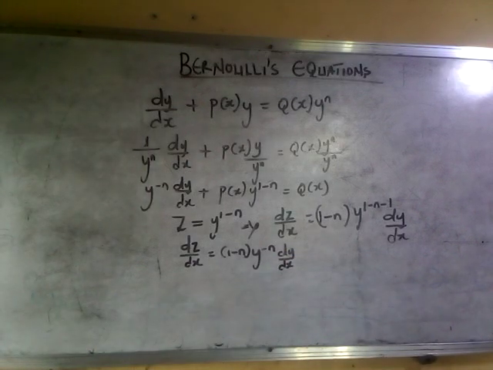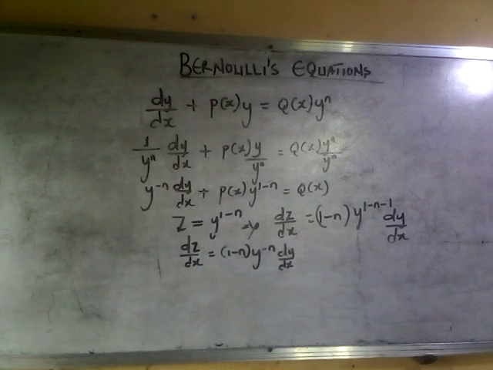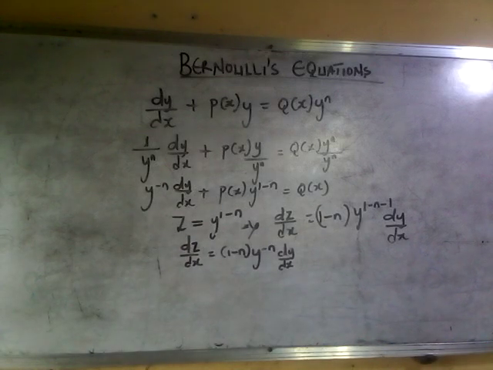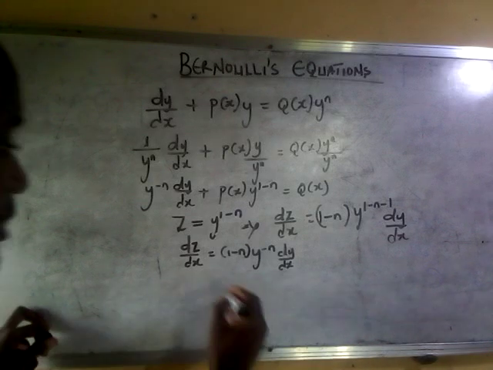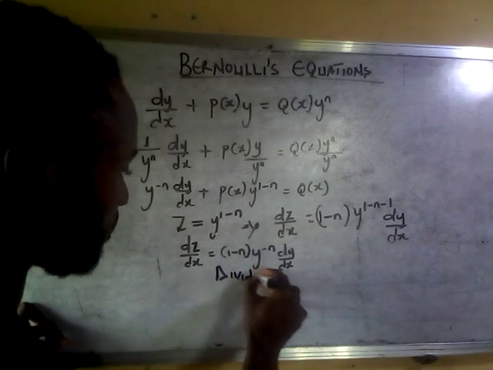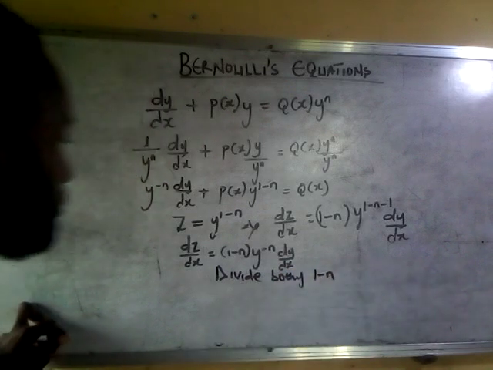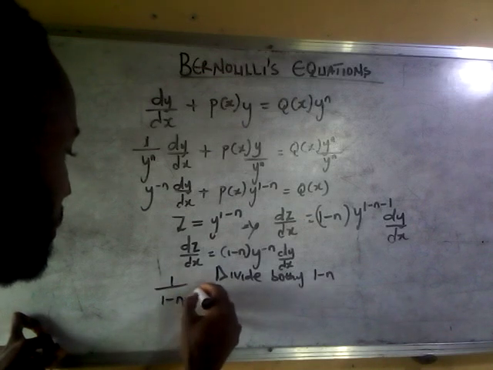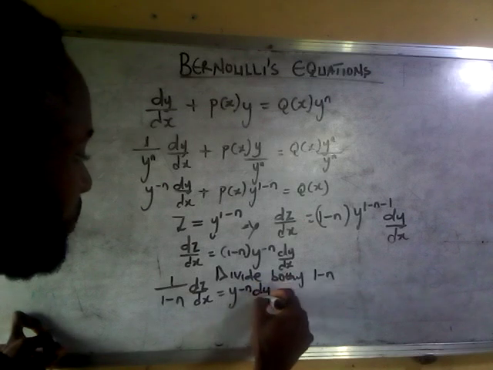If you check the equation now, we are going to make this one equal to y raised to the power minus n dy/dx. So what will I do to have this equation? This is what I will do. I divide both sides by 1 minus n, so that (1/(1 minus n)) dz/dx is equal to y^(-n) dy/dx.